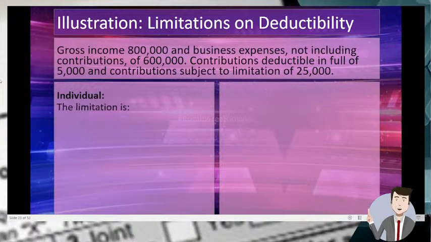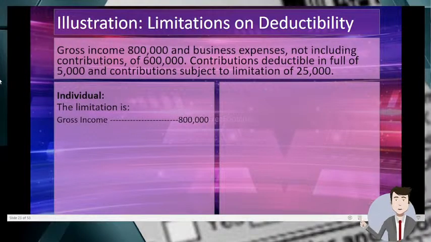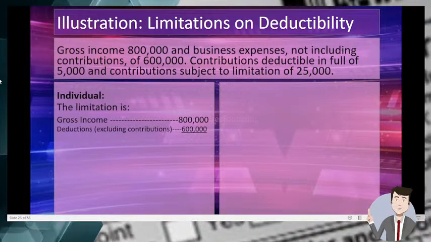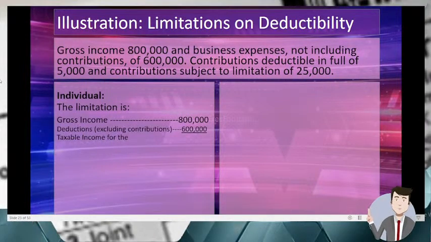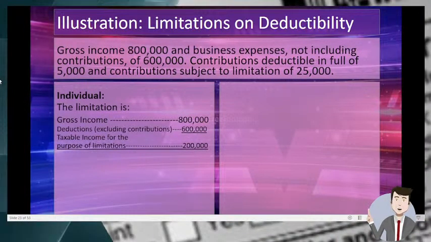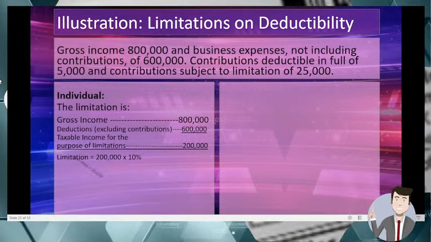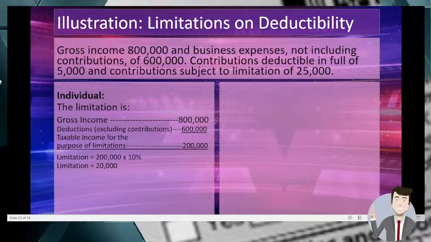So for an individual, in the case that our taxpayer is an individual, the limitation should be computed as follows. Your gross income, that's given, 800,000, less itemized deduction, specifically for this computation excluding contribution. So that's 600,000 as given, not including contribution. Please take note, the taxable income for the purpose of limitation is only 200,000. So the limitation is 200,000 times 10%, which was already discussed earlier. We have the limitation of 20,000.